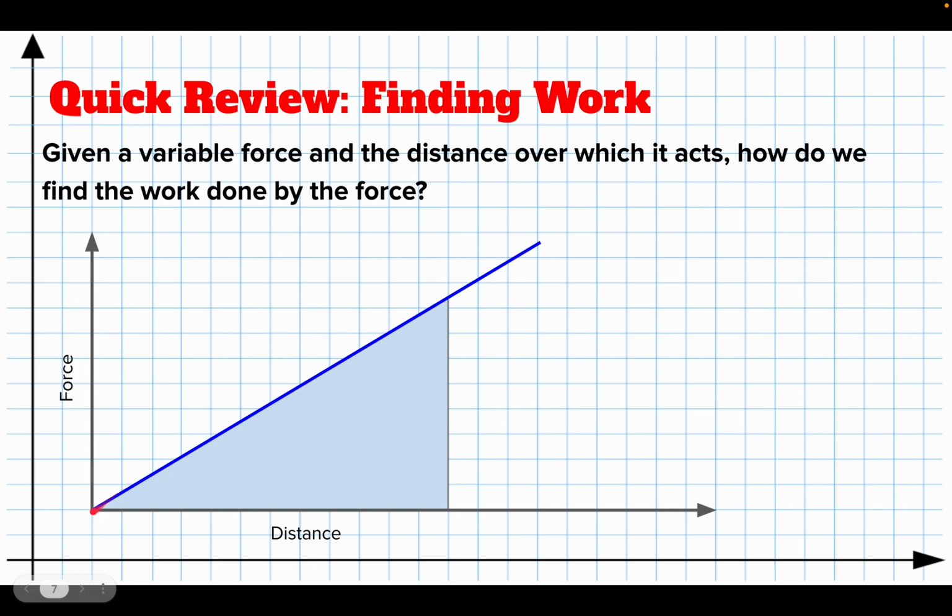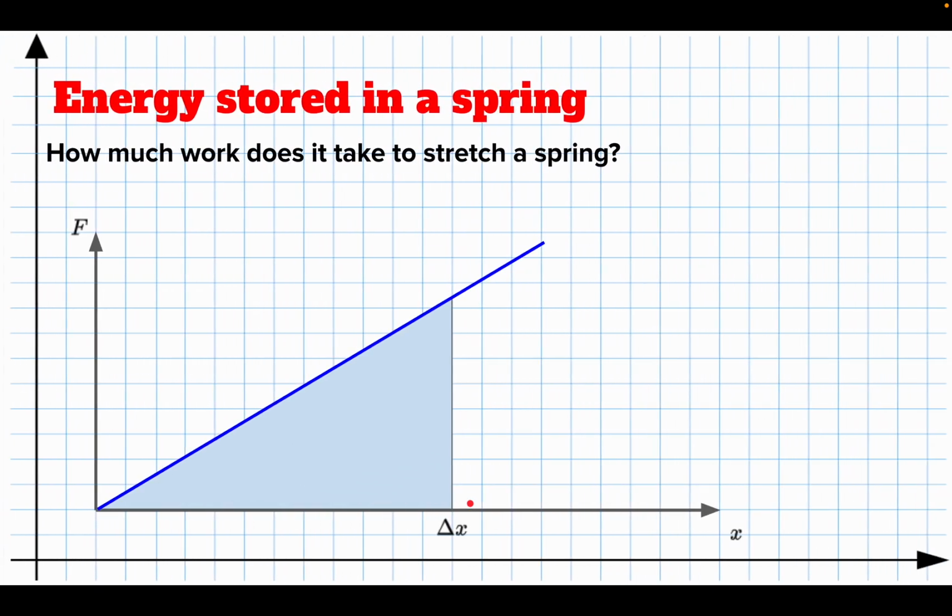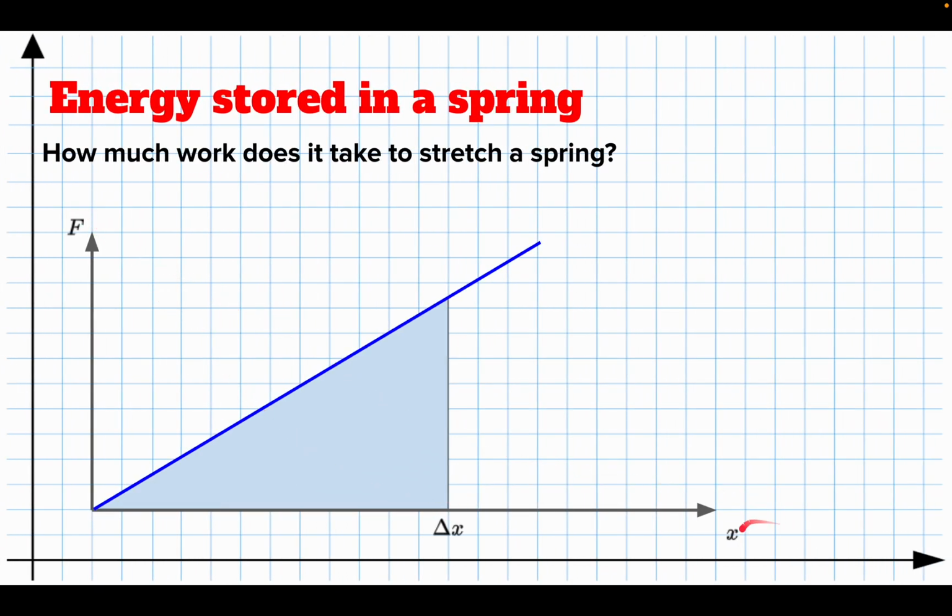So if I want to stretch the spring all the way to some point, I've got to find this area right here. So that's what we're going to do, okay? So here's my force versus displacement graph. I wish to stretch the spring all the way from 0 to some point delta x, okay? Now, the slope of the graph is k, because Hooke's law.